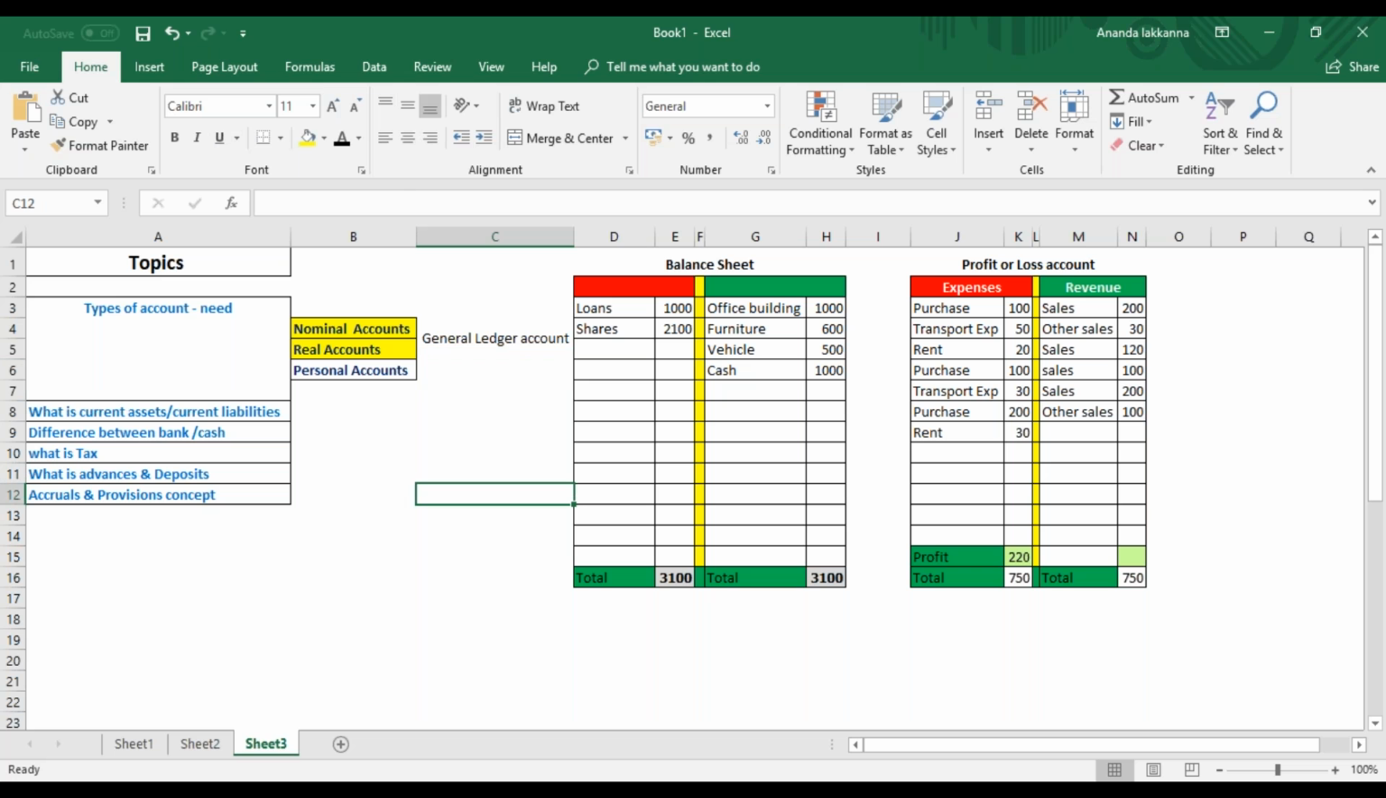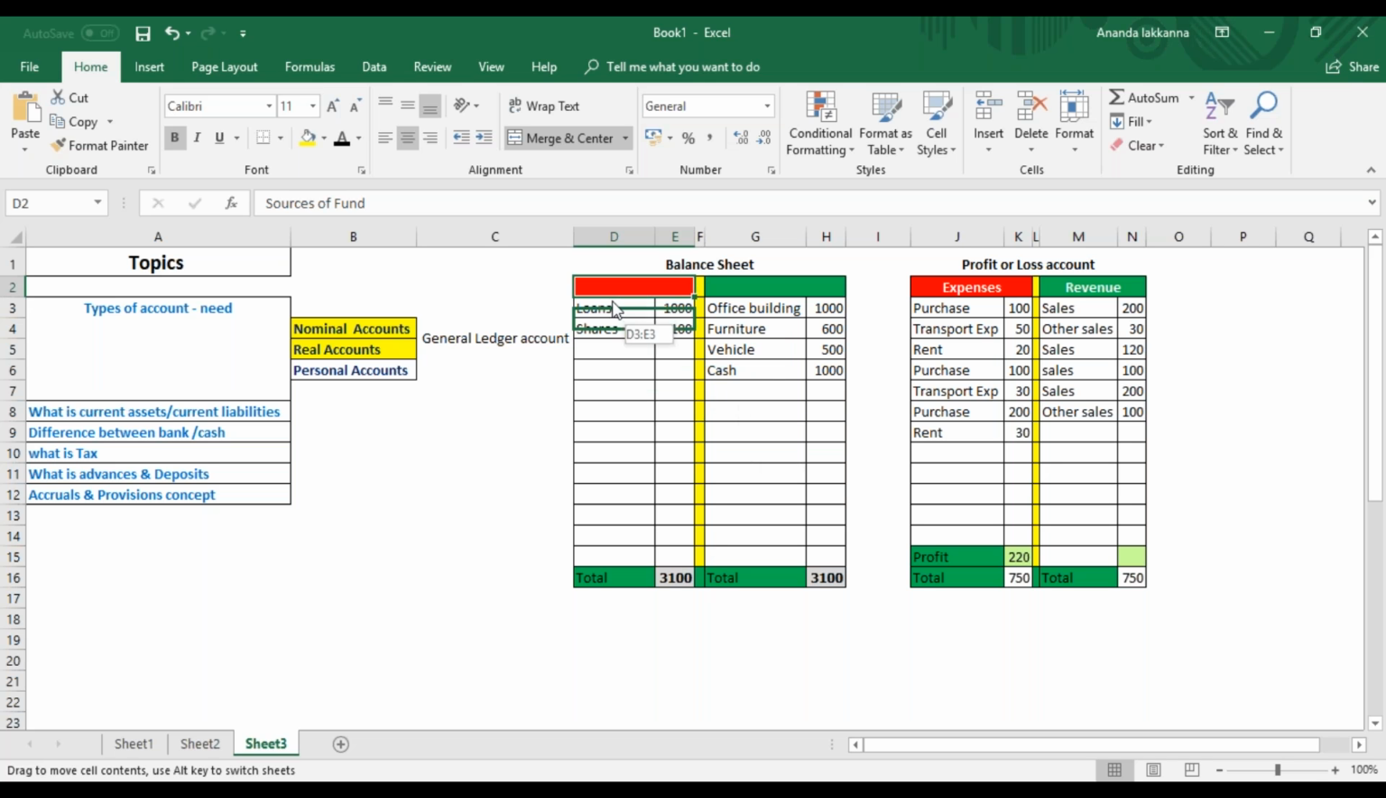Now the question will come: when I can find out my profit or loss for a period, and I know how much I borrowed and how much I invested, so when I know all these things, how will the relationship between the profit and loss account and the balance sheet go? It's very simple. Just imagine.